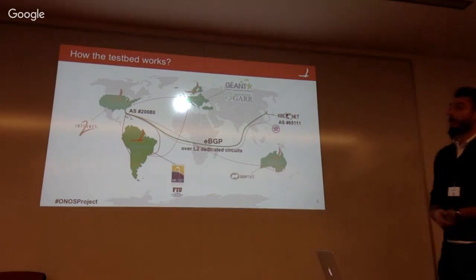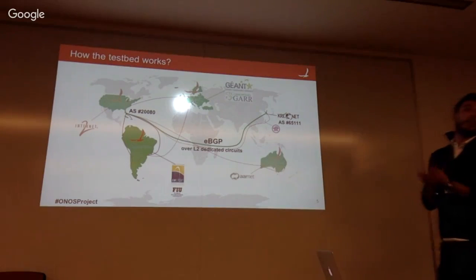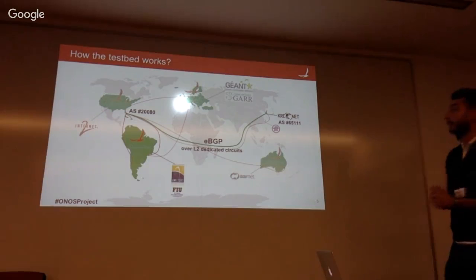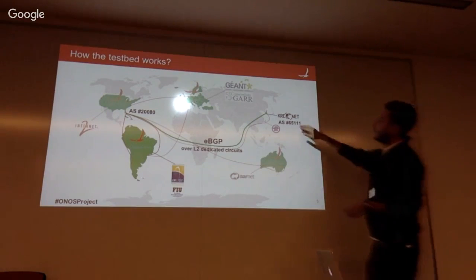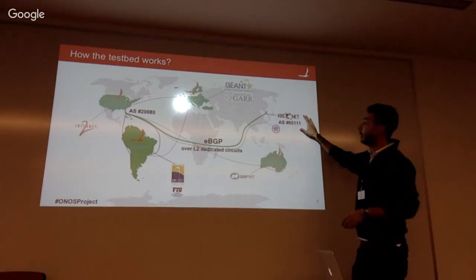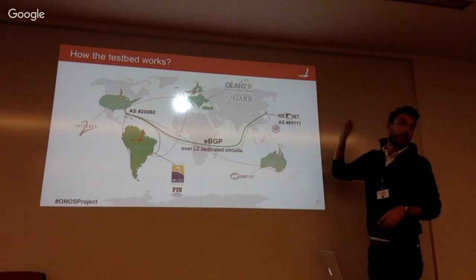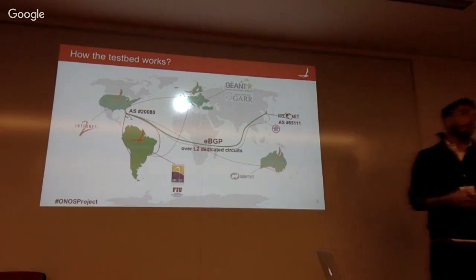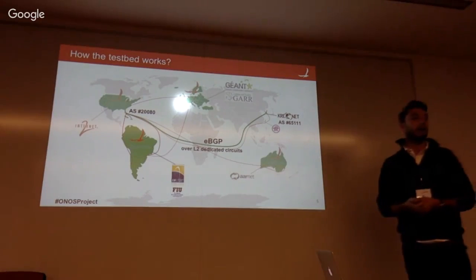Over the layer 2 circuits, we do BGP peering, thanks to an ONOS application called SDN-IP. So as I said, each one of these is a dedicated, standalone autonomous system. They exchange routes at layer 3, and then in each island, they do different things depending on the needs.